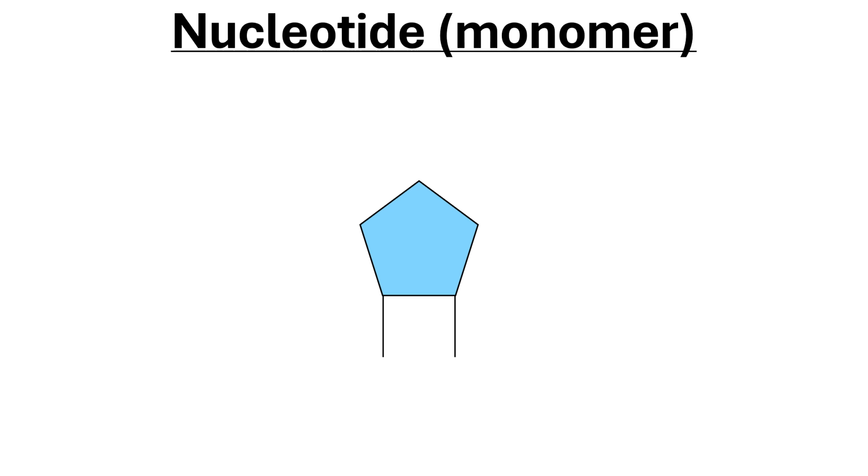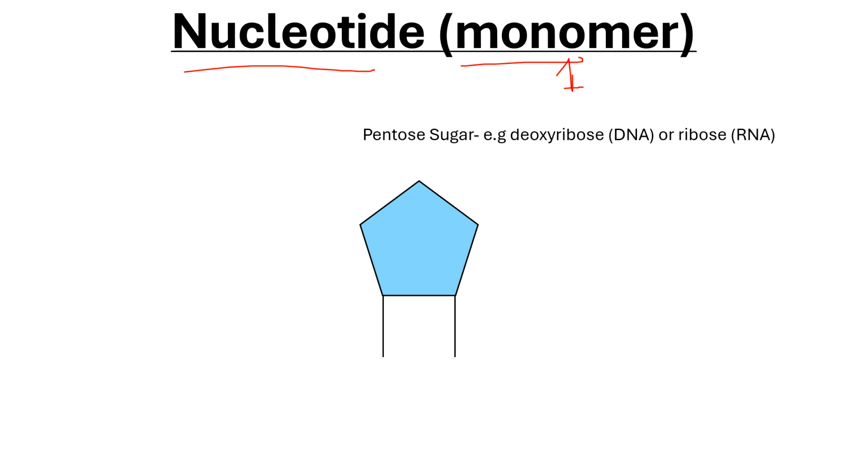Nucleic acids are made of nucleotides, which are the monomers. Remember that mono means one, so the nucleic acid would be the polymer, many monomers. Okay, that's going to make sense later. So the first and most important component of a nucleotide is the pentose sugar.